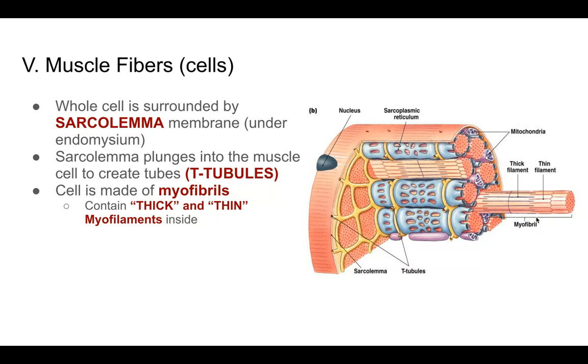The smaller things are called myofilaments, and there are two kinds of myofilaments. There are thick filaments and there are thin filaments. And so in the diagram, the thick filaments look kind of purple and the thins look red.